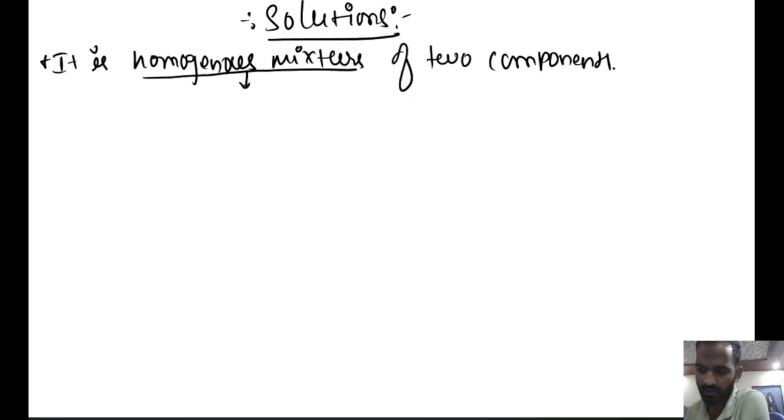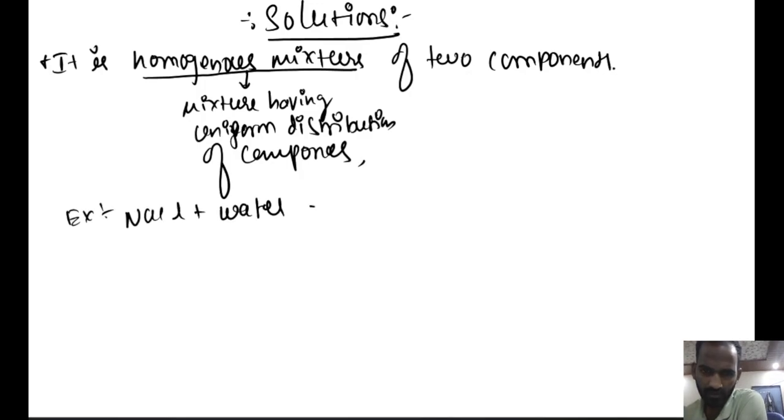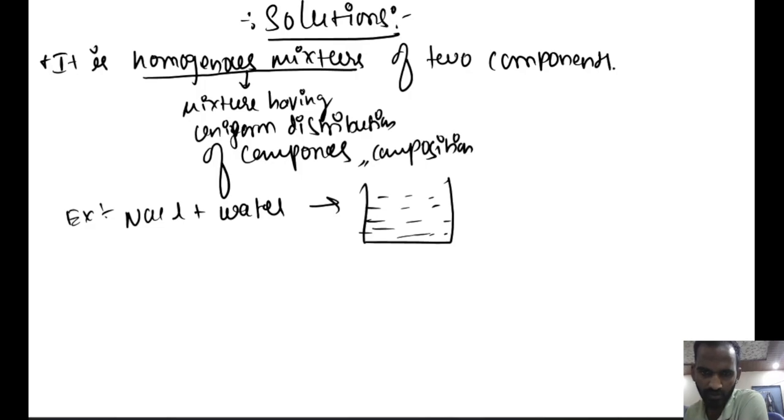It means a mixture having uniform distribution of components. With an example we will explain this one. If I am dissolving NaCl in water, after dissolving I will get a new solution. In this solution, if I check the composition, there is uniform distribution of components, and the composition is also uniform.